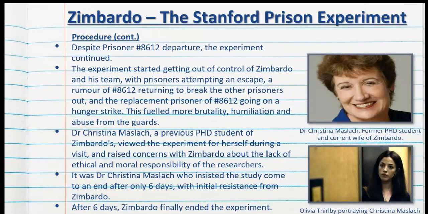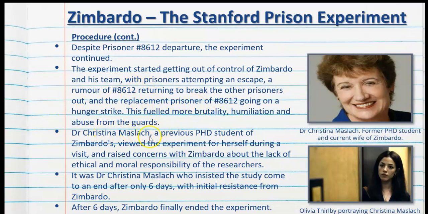The experiment started getting very much out of control of Zimbardo and his team, with prisoners attempting an escape, a rumour of 8612 returning to break the other prisoners out, and the replacement prisoner of 8612 going on a hunger strike. This fueled more brutality, humiliation, and abuse from the guards.